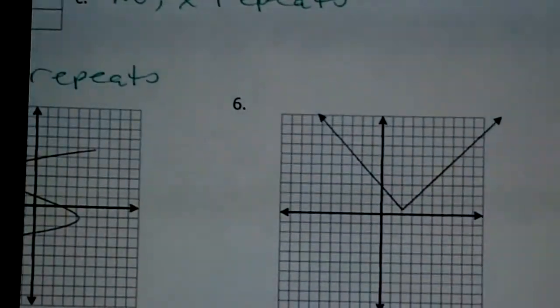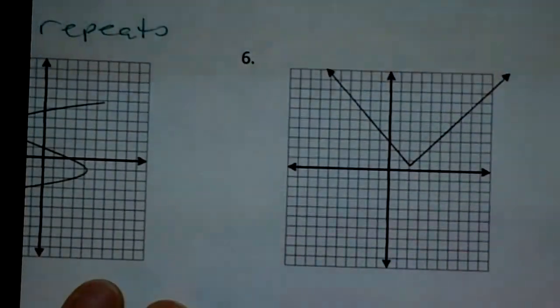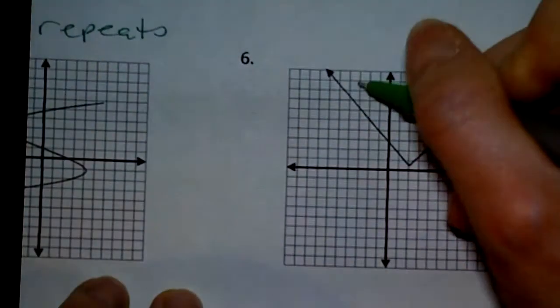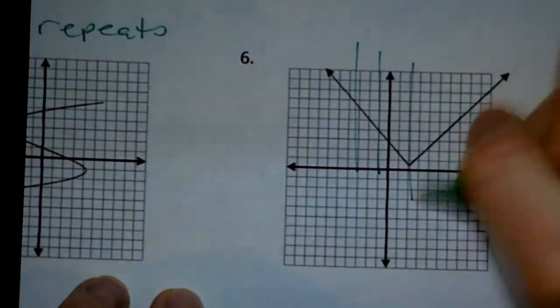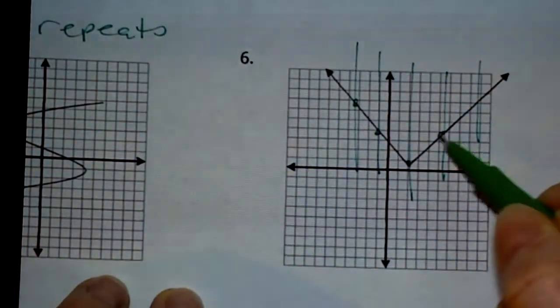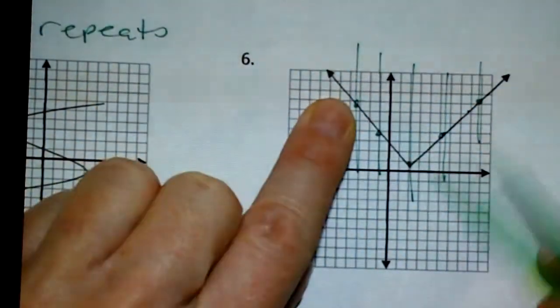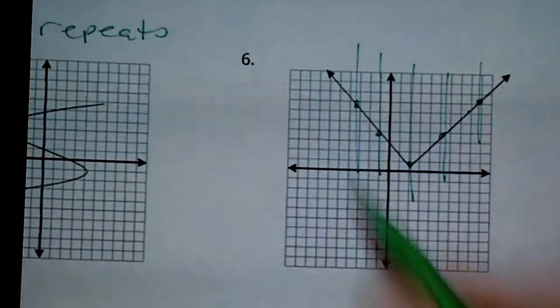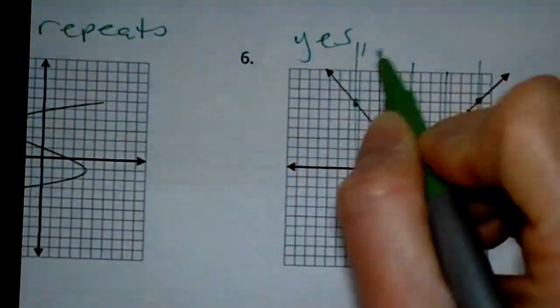When you look at this graph here, I know it doesn't look like a straight line, but functions don't have to be straight lines. It just has to be a relation where the x doesn't repeat. And when I draw my vertical lines all through this graph, do you see how it only touches the graph in one place? That means that x doesn't repeat. So yes, this is a function.